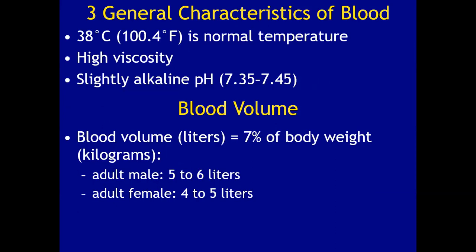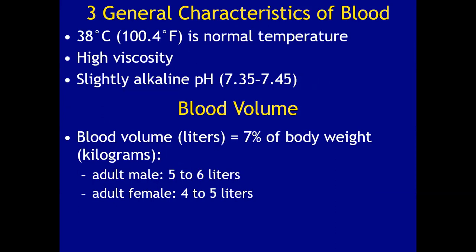Okay, some characteristics of blood. A little bit warmer than our normal body temperature, about 100.4 degrees Fahrenheit, okay, 38 C. Very viscous, it's thick, and it's a little bit alkaline, okay. It's close to neutral, but it's on the basic side of neutral, about 7.35 to 7.45. And we have to maintain this pH very strictly, okay.